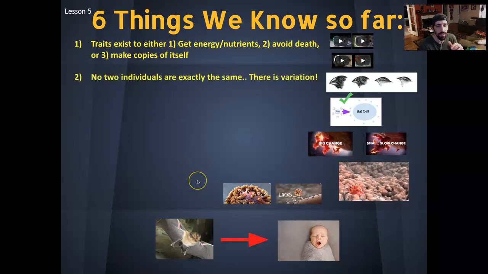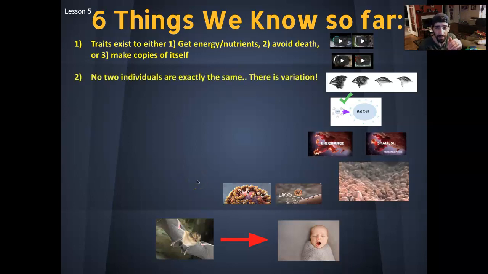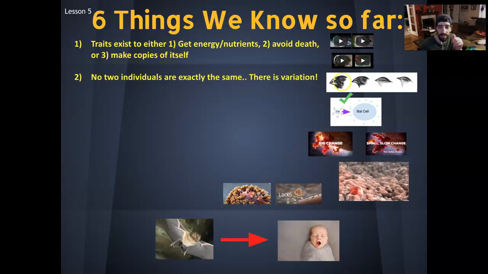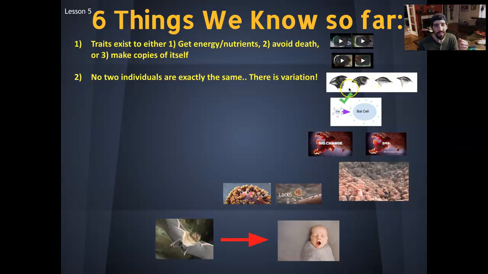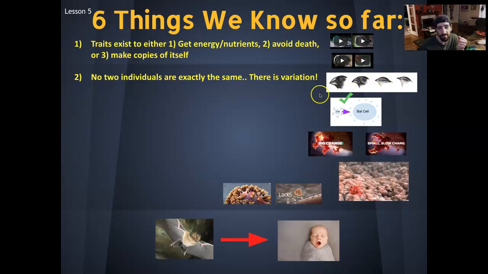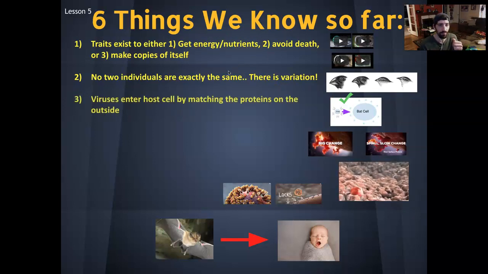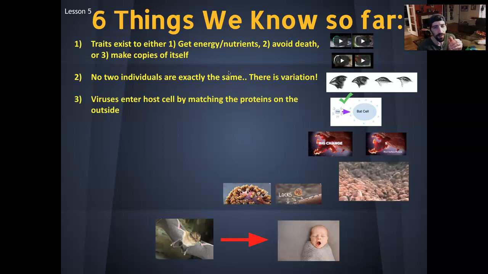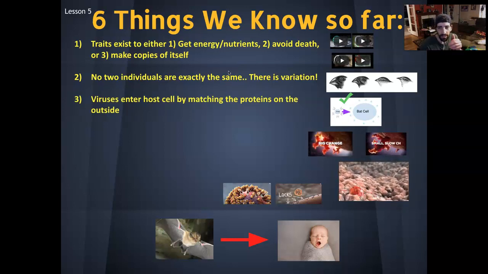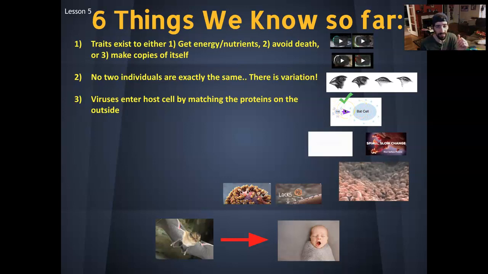Second thing we know, no 2 individuals are exactly the same. So even birds of the same species could have different sized beaks, just like people are different size heights. And so those variations could have a positive or negative impact on one of these 3 things up here. Third thing we know, viruses, the only way that they can enter a host is by matching the protein on the outside of their membrane with the proteins on the outside of the host membrane. If it doesn't match, it can't enter the cell.